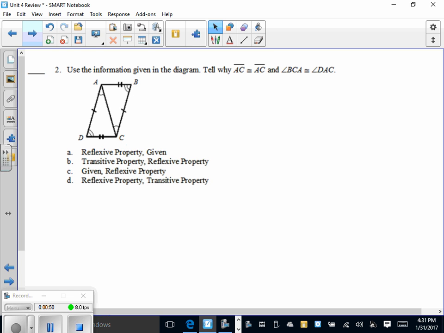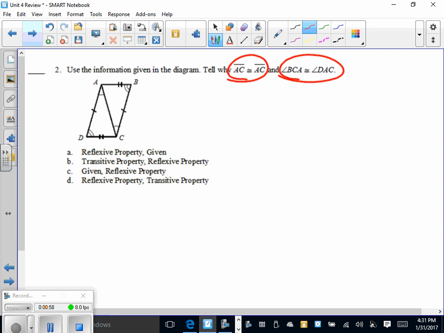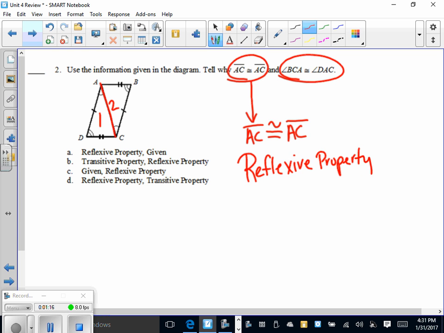Use the information in the diagram and tell why AC is congruent to BC and angle BCA is congruent to angle DCA. Okay, starting with AC is congruent to AC. You will notice that line segment AC is common to both triangles. It's congruent because of the reflexive property, which states that things are congruent to themselves. Figures, or it could be numbers, are congruent to themselves or equal to themselves.